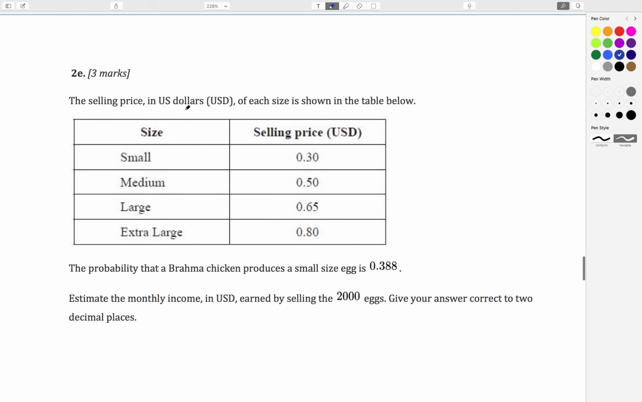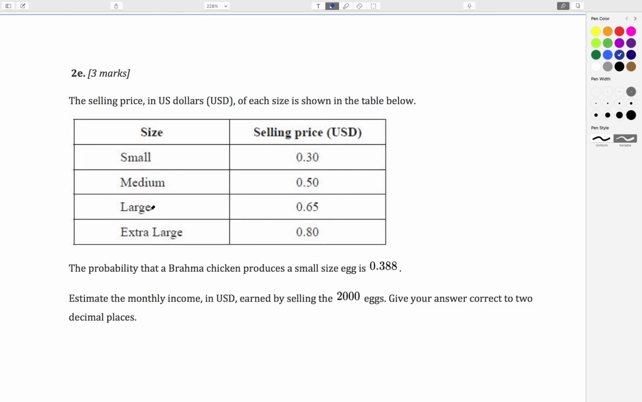Next problem is giving us information on the selling price for each category of eggs. Small eggs are much cheaper than the other eggs, and the price increases as the size increases. We are given the probability of getting a small egg, 0.388. Estimate the monthly income in US dollars earned by selling 2,000 eggs. Give your answer correct to 2 decimal places. Let's break this part down.